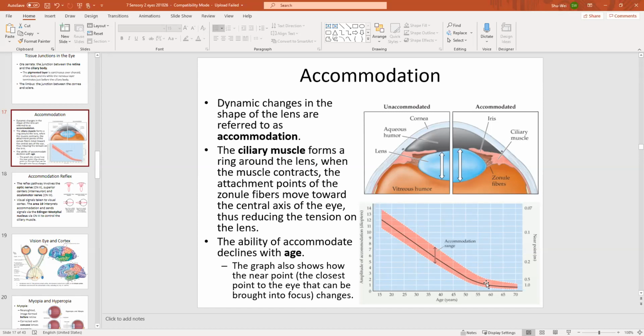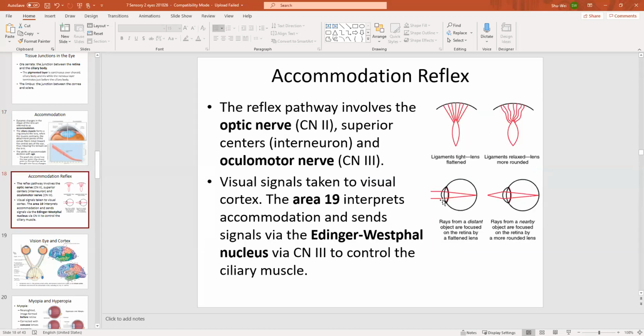Why is that? Because near vision requires work. Why does near vision require work? So here is a thin lens, the unaccommodated. This is a thick lens, the accommodated. The thin lens is for seeing a further object. The thick lens is for seeing a near object, and this one requires work, requires accommodation. And with age, this capability becomes affected. This is less affected.